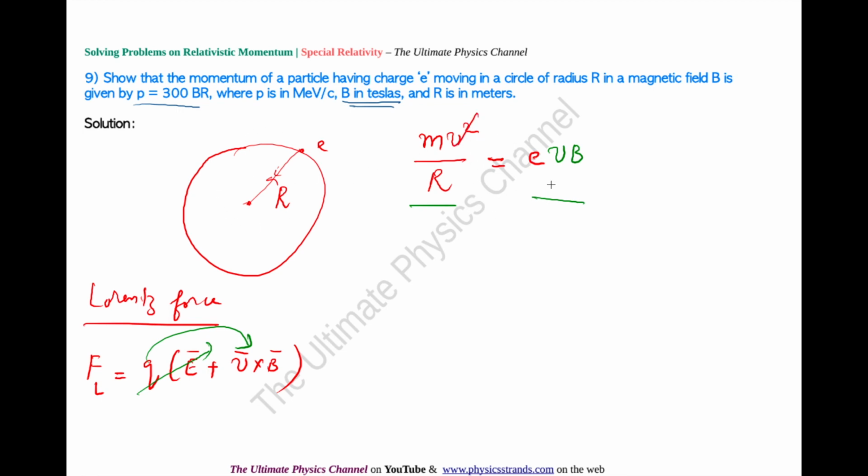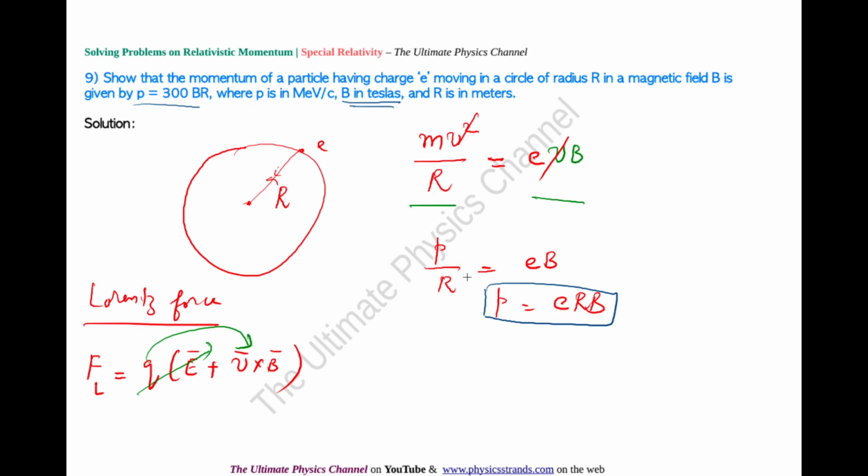So here I cancel this V and this V. There is one V remaining still, and therefore I get the momentum. In this case, mv is momentum, so it is momentum over r is equal to simply E times B. Okay, so the momentum alone is E R B. So this is the expression we are getting for the momentum of the particle with charge E.